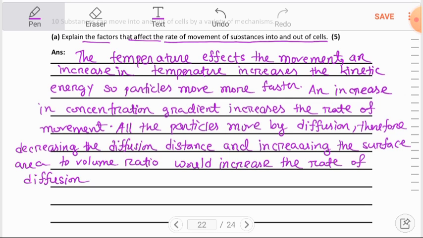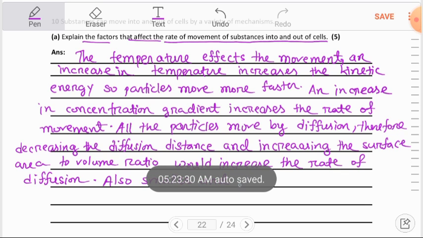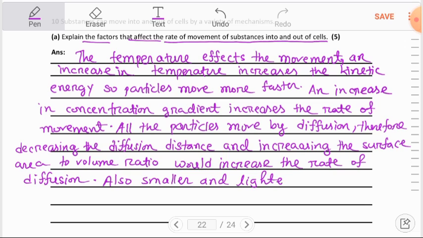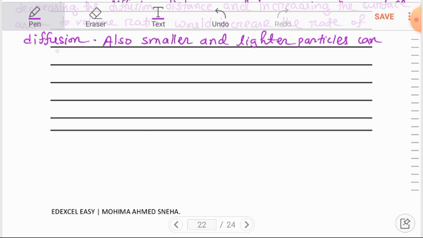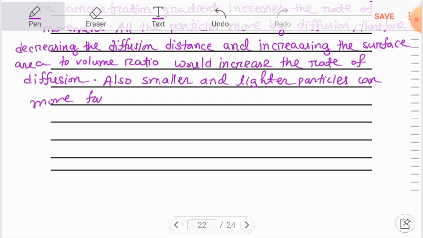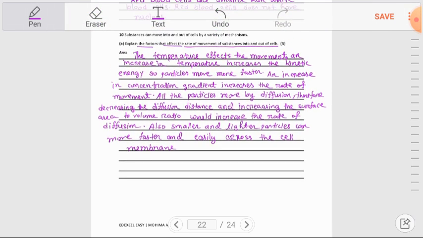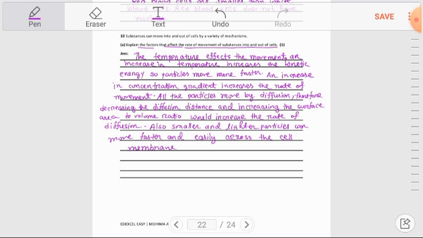Also, smaller and lighter particles can move faster and easily across the cell membrane. So with this, our 10A ends. Moving to 10B.